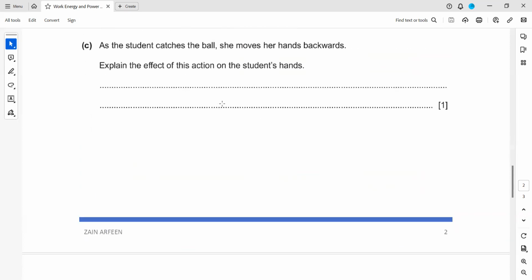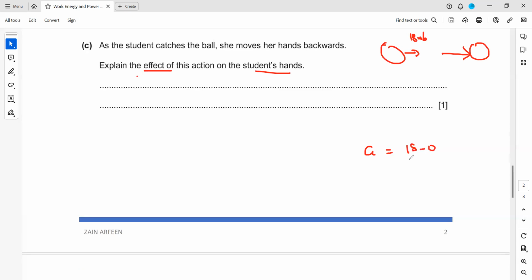As a student catches the ball, she moves her hands backward. Explain the effect of this action on the student's hand. Look, the ball was moving at a speed of 18 meter per second. And the student caught the ball and the student moved the hands backward. What the student did is increase the time for the ball to stop.